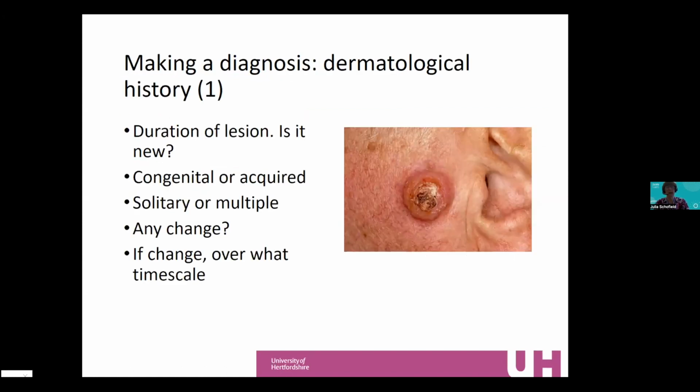We want to know how long their lesion has been there. Is it new? Is it congenital? Has it been there for a long while? Has there been any change? And if there has been a change, over what time scale.